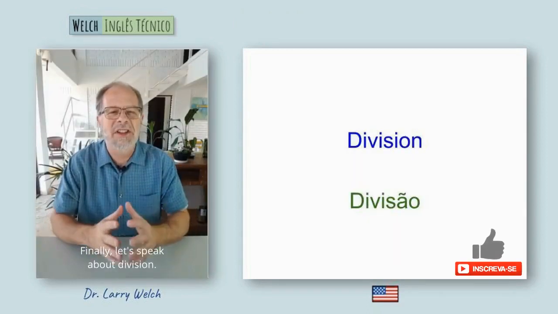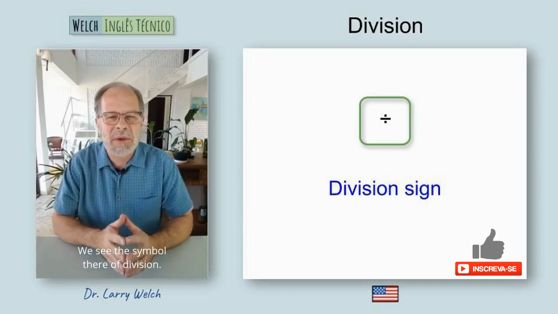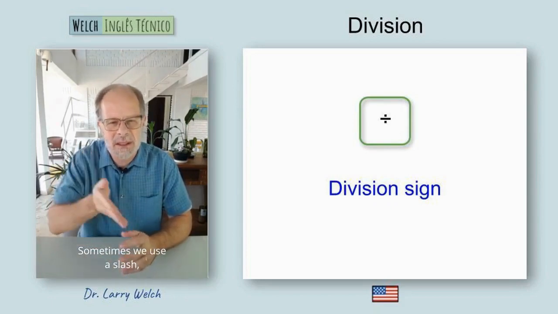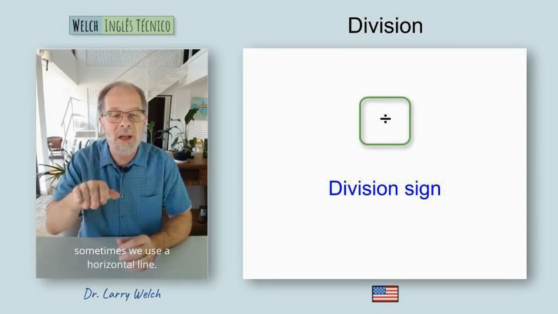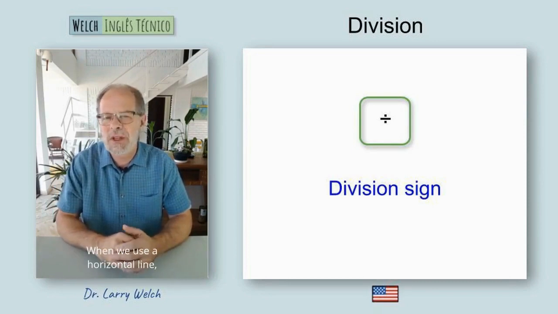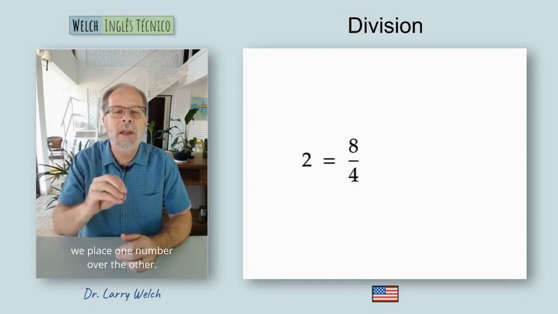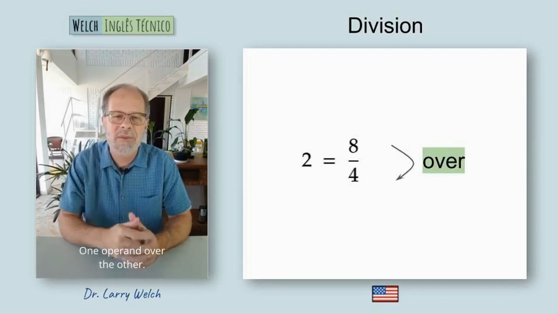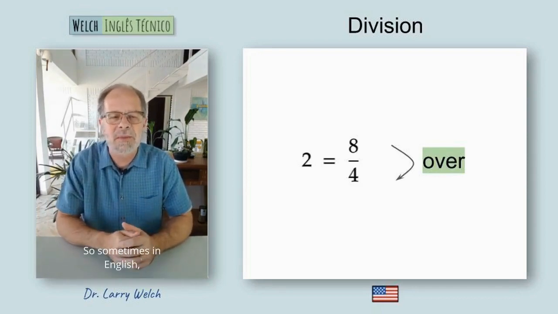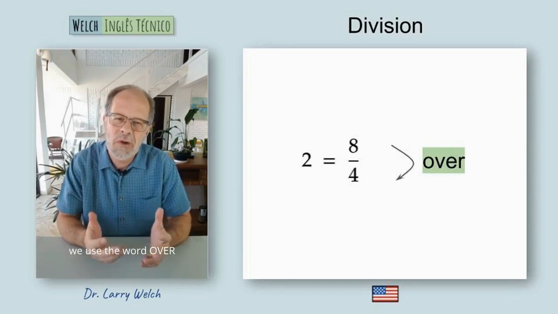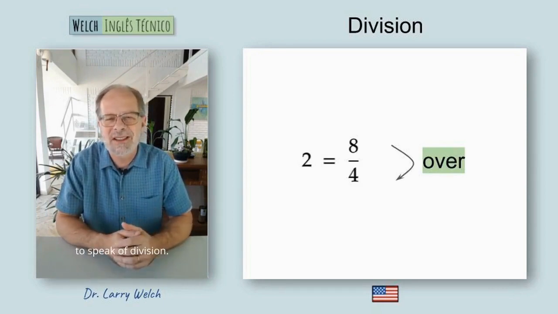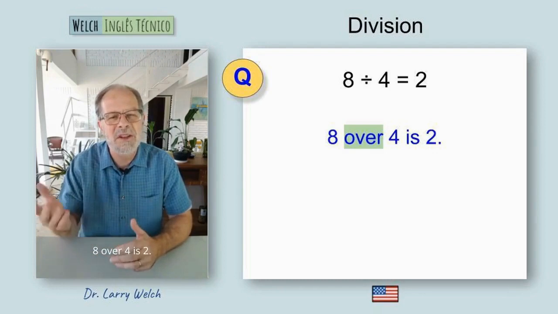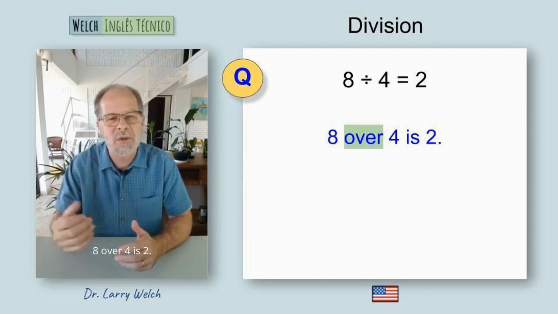Finally, let's speak about division. We see the symbol there of division. That is one symbol. There are others. Sometimes we use a slash. Sometimes we use a horizontal line. When we use a horizontal line, we place one number over the other, one operand over the other. So sometimes in English, we use the word over to speak of division. So we could say 8 over 4 is 2.